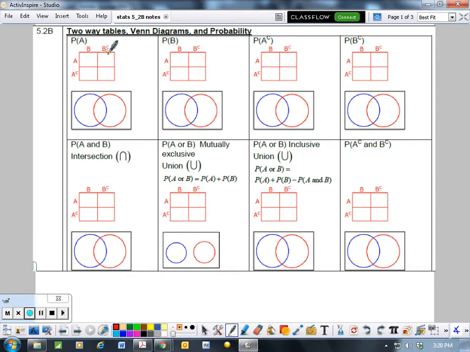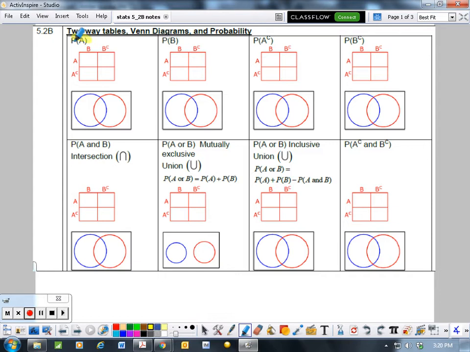We also have tree diagrams that we'll be talking about this chapter, but we're going to first initially look at two-way tables and Venn diagrams. So the very first thing I want to talk about is the probability of A.